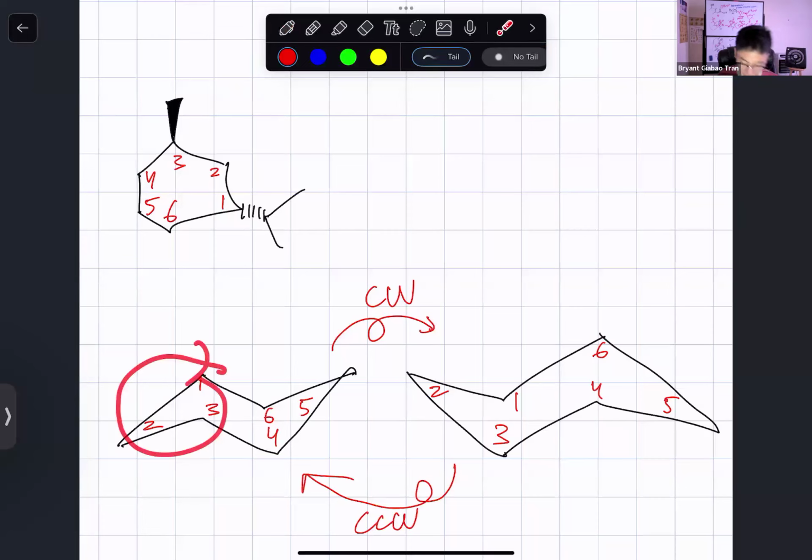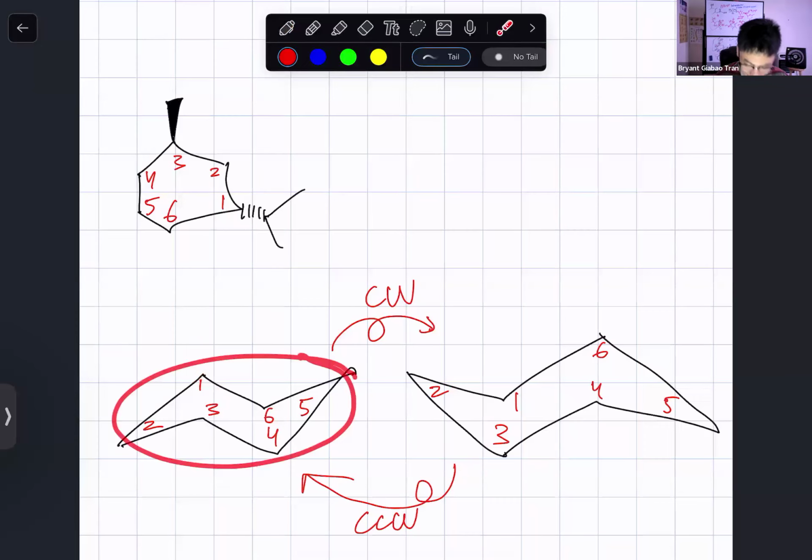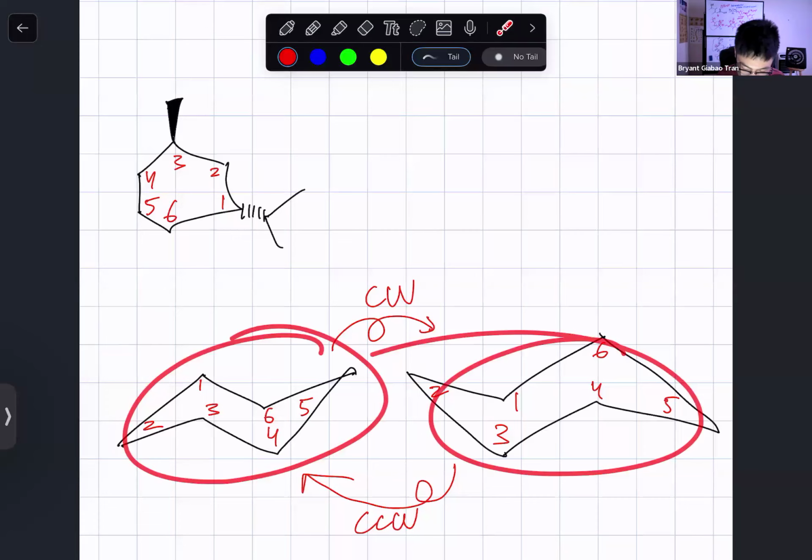Clockwise this way. And the way that I like to remember this is that I like to think of this as a steering wheel, right? If you rotate your steering wheel clockwise, then you see that this bottom carbon is going to pivot up onto this carbon right here, which is that exact same carbon right there. So that's how I remember the numbering system of these chair flips right here.